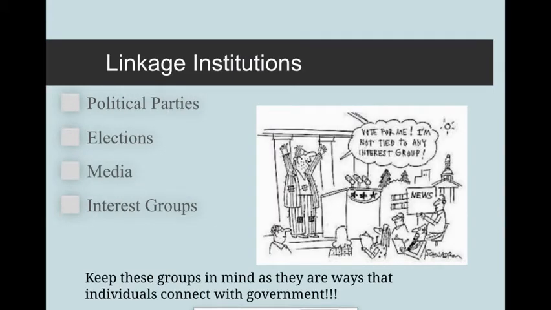Okay, something that you need to keep in the back of your mind is something called linkage institutions. And what these are is this is what links and connects you, the individual, to our government. All right, and the 4 linkage institutions are political parties, elections, media, and interest groups. So get these in your notes. These are what are going to help you understand your place and role inside of government.